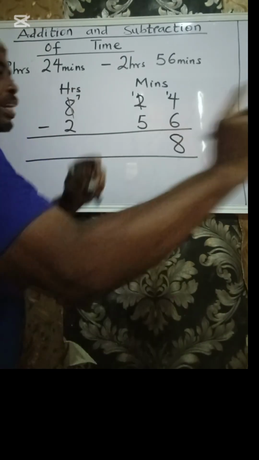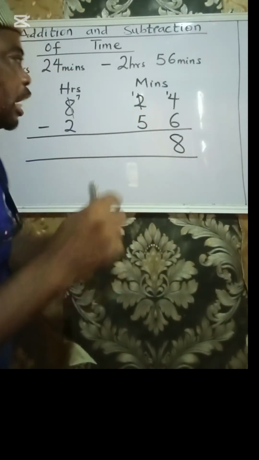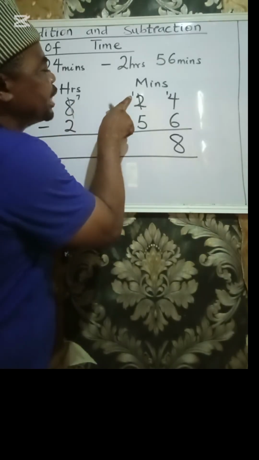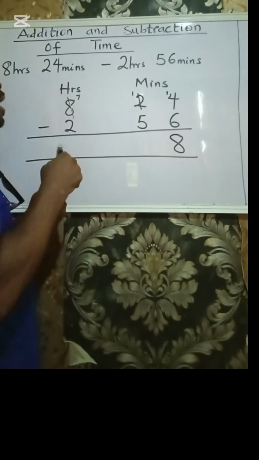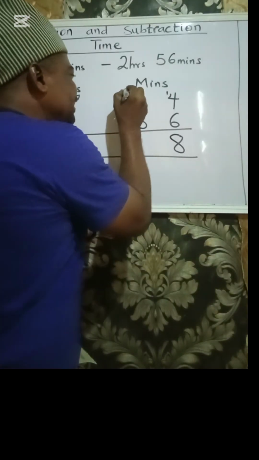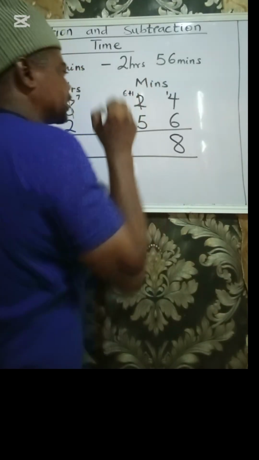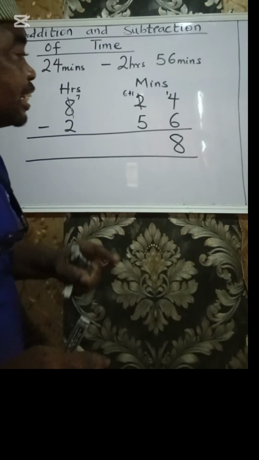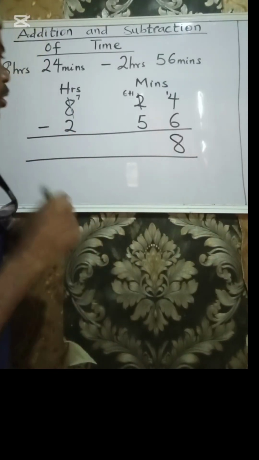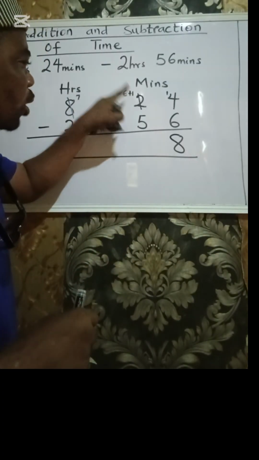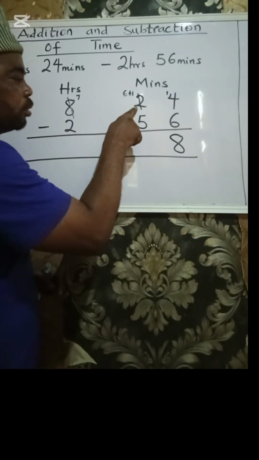Here is 7. Now listen, this is where the main thing is. When 1 is coming to this place, it's not going to come as 1 again, because 60 minutes make 1 hour. Any 1 you borrow here is going to be 6 here. It's going to be 6 plus 1. Now 6 plus 1 gives us what? 7.